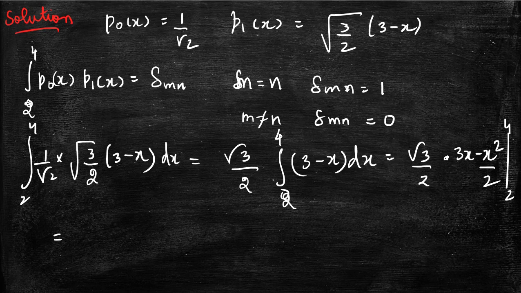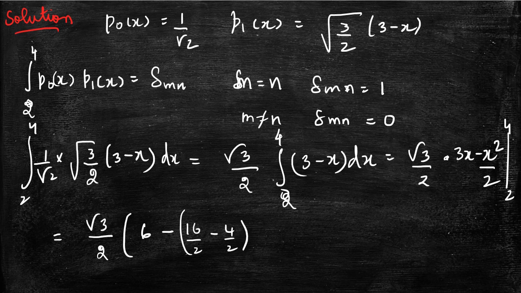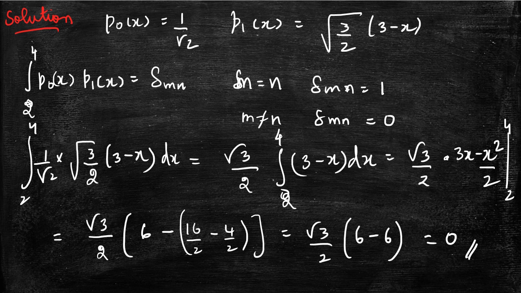So on solving that, I am going to get root 3 by 2 into (3 into 4 is 12 minus 16 by 2) minus (3 into 2 is 6 minus 4 by 2), which will be root 3 by 2 into (6 minus 6), which is equal to 0. So it satisfies the first condition. Let us see if this satisfies the second condition, that is P naught of x and P naught of x should be equal to 1.